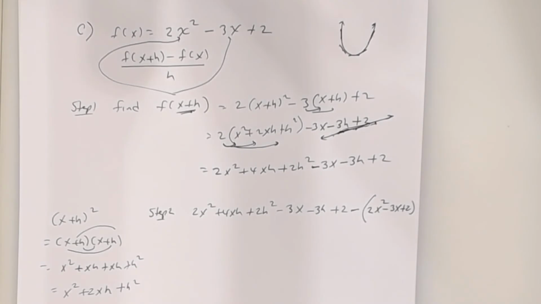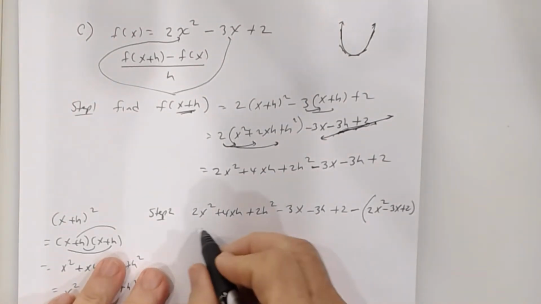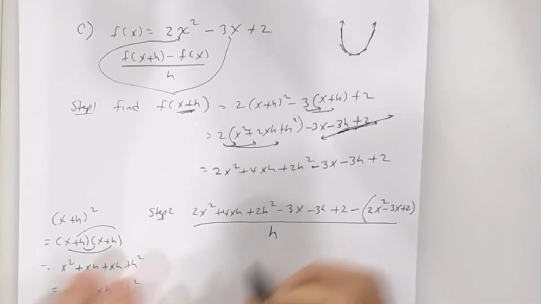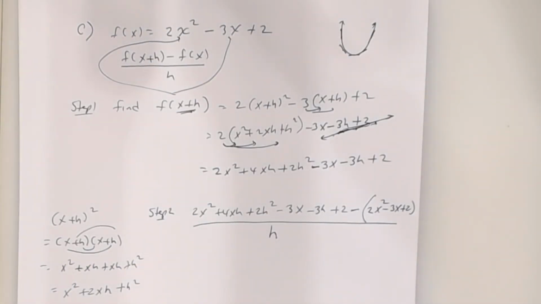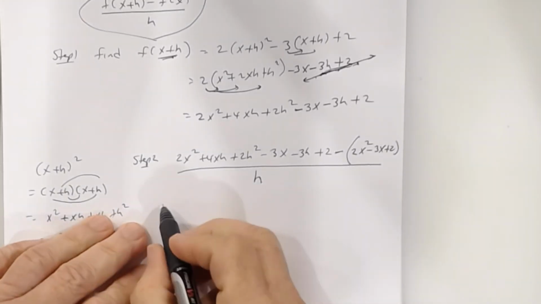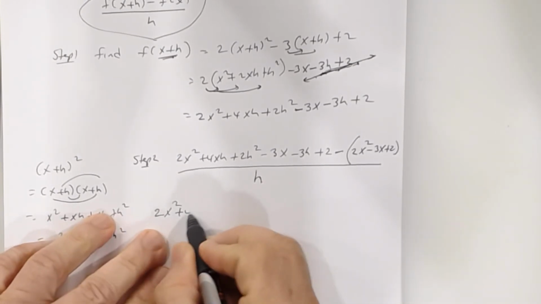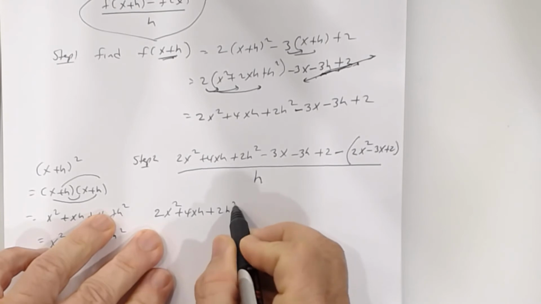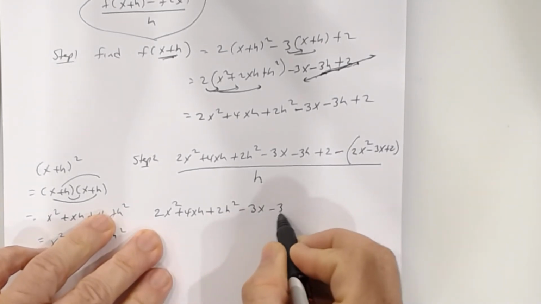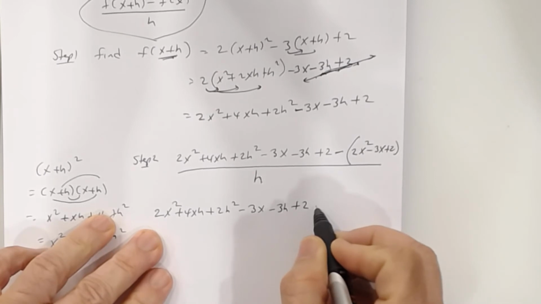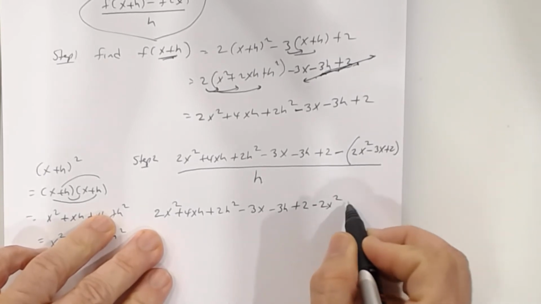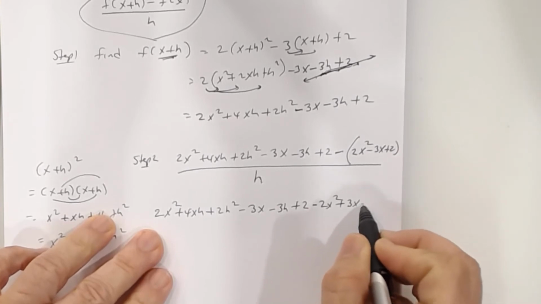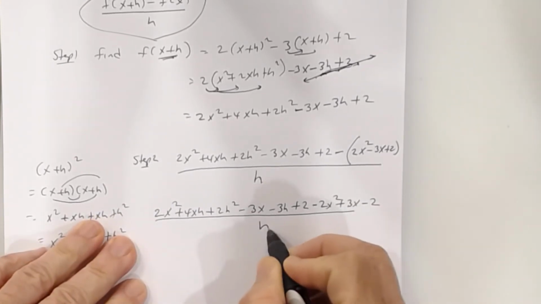All right. All over what? H. Couple more steps and you're done. Yeah. What's the next step? Distribute the negative. All right, so I'm going to distribute the negative. So here I go. 2x squared plus 4xh plus 2h squared minus 3x minus 3h plus 2, and then what? Minus 2x squared plus 3x minus 2 all over what? H.